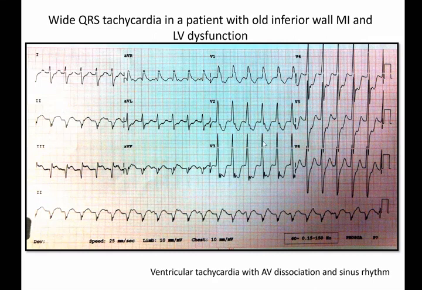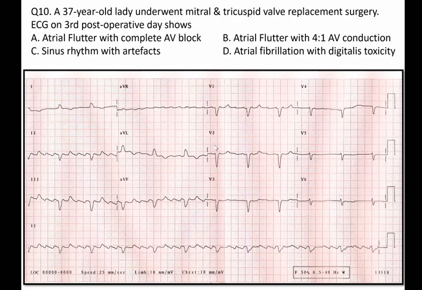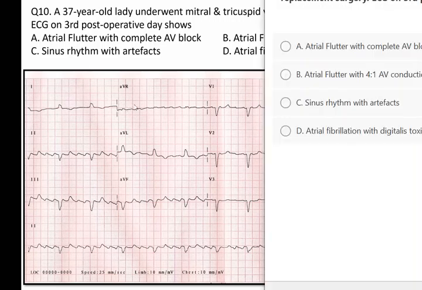Now let's look at another example quickly. A 37-year-old lady underwent mitral and tricuspid valve replacement surgery, and the ECG on the third post-operative day shows: Chandra, can you put on the questions, please? A, atrial flutter with complete AV block. B, atrial flutter with 4 to 1 AV conduction. C, sinus rhythm with artifacts. And D, atrial flutter fibrillation with digitalis toxicity.